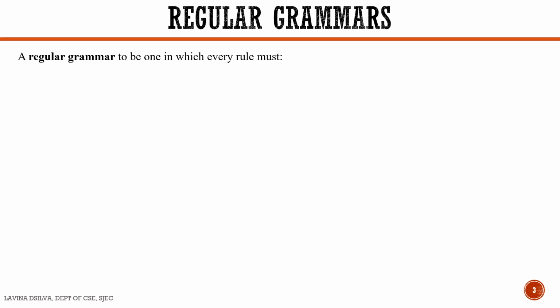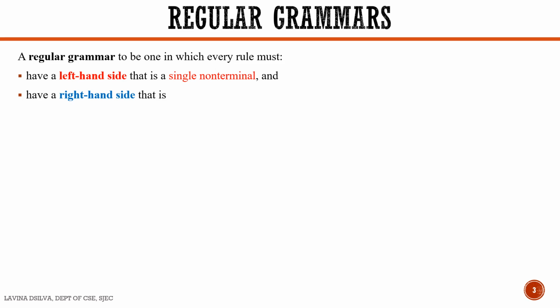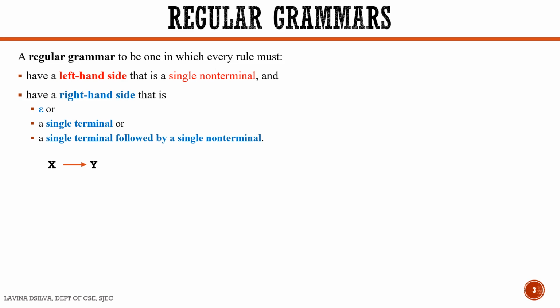We have already seen the definition of a regular grammar in module 2, and we know that a regular grammar is one in which every rule should have a left-hand side and a right-hand side. The left-hand side consists of a single non-terminal, whereas the right-hand side can consist of symbols like epsilon, a single terminal, or a single terminal followed by a single non-terminal. The format of the rule is X tends to Y, where X stands for the left-hand side and Y stands for the right-hand side.